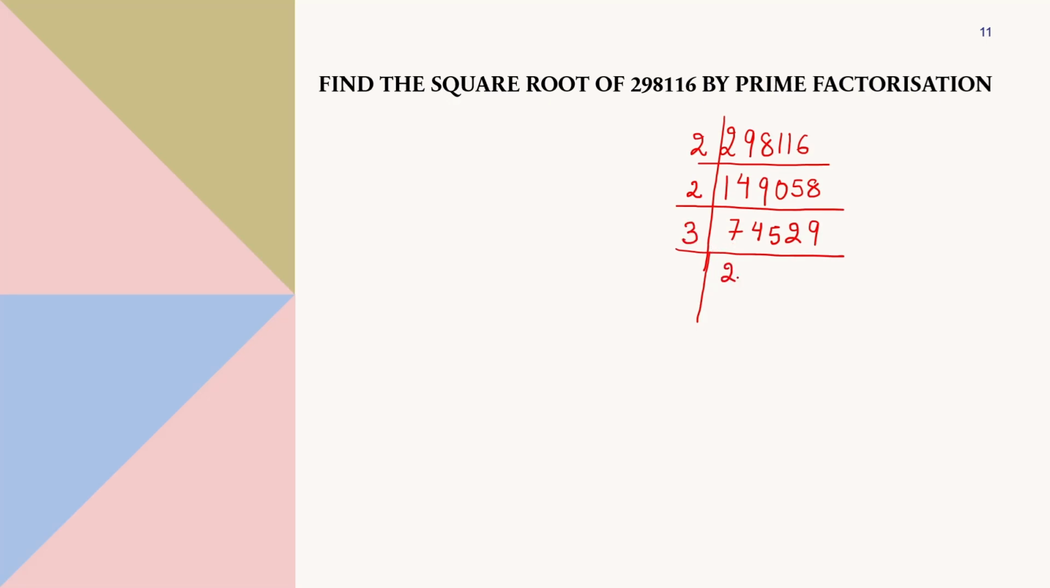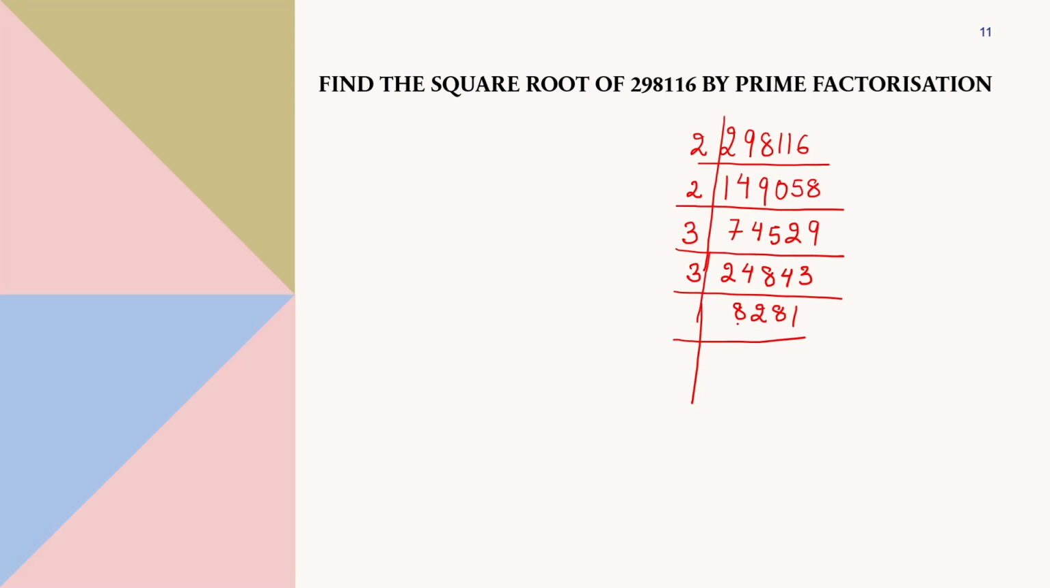3, 2, 6, carry over 1, 3, 4, 12, carry over 2, 8, 24, carry over 1, 4, 3. Again it is divisible by 3, 8, 3, 24, 3, 2, 6, carry over 2, 8, 3, 24, 1. Now this number 8281 is not divisible by 3.